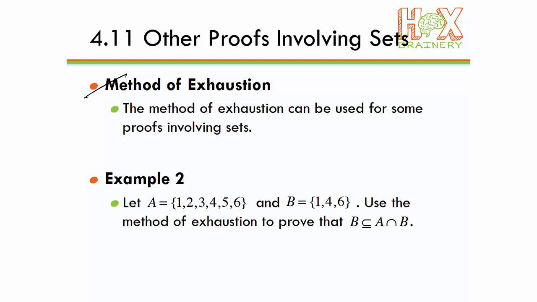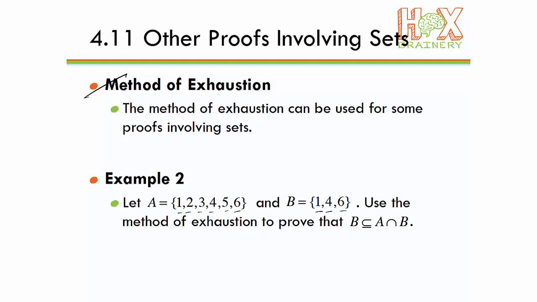Method of exhaustion. The method of exhaustion can be used for some proofs involving sets. And this is a method we've seen a couple times now. We first saw it in chapter 3. So we're going to use it here for example 2. We're going to let set A be the set of elements 1, 2, 3, 4, 5, and 6. Set B is a set containing the elements 1, 4, and 6. We're going to use the method of exhaustion to prove that B is a subset of A intersection B.